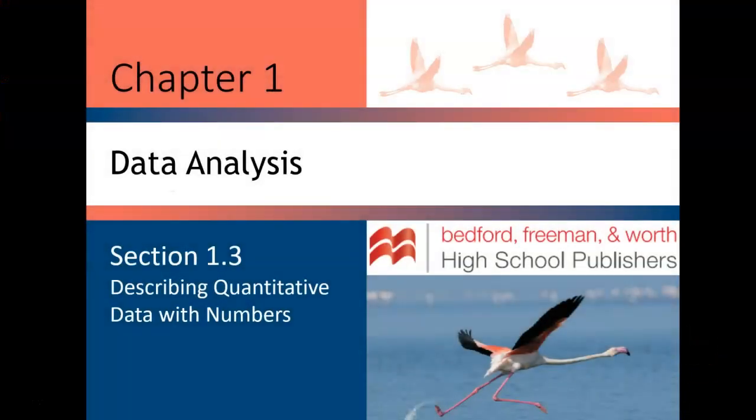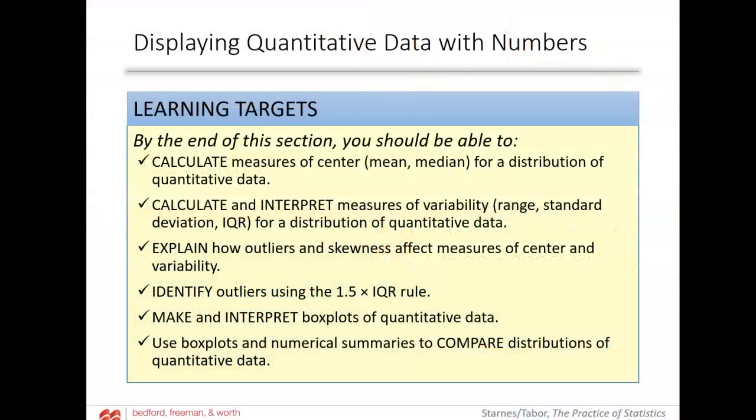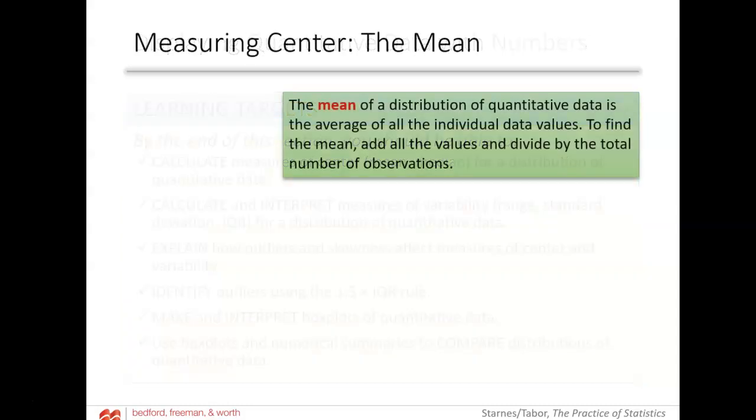It's still in the data analysis chapter, and today we're going to do section 1.3, which is describing quantitative data with numbers. So we've been looking at quantitative data, which remember the data itself is numbers and not categorical, but now we're going to be describing them with other statistics. And some of them you've seen, and some of them might be brand new to you. So here goes nothing. So we have learning targets, of course.